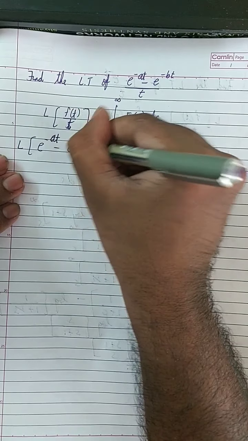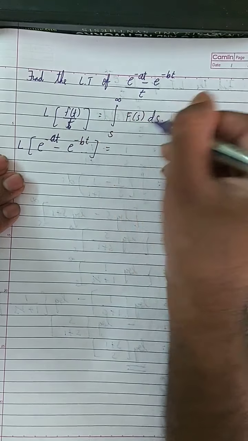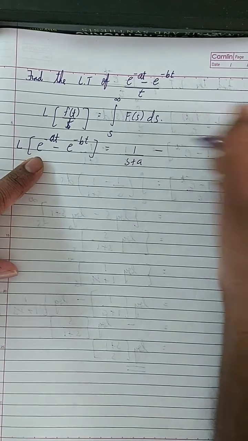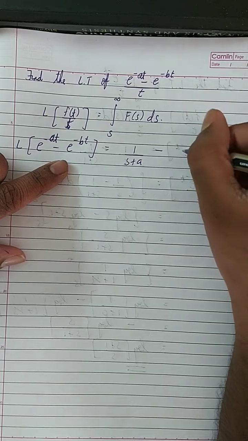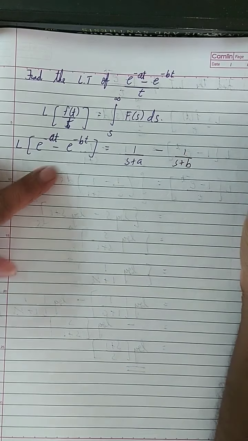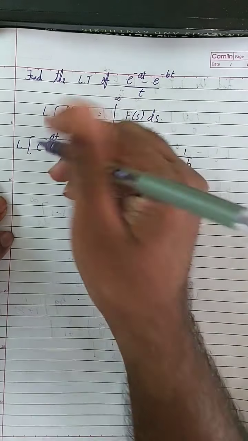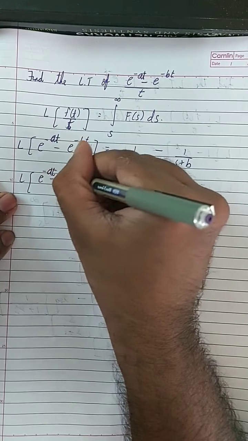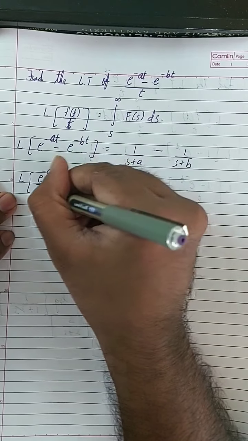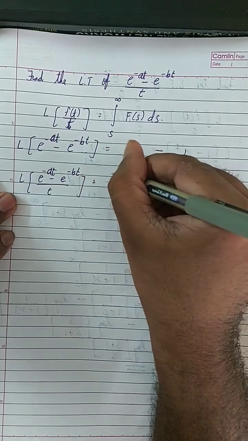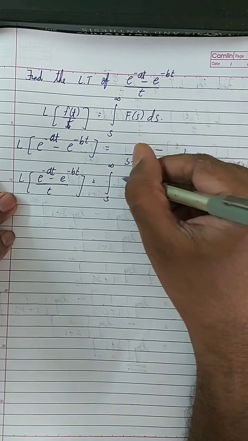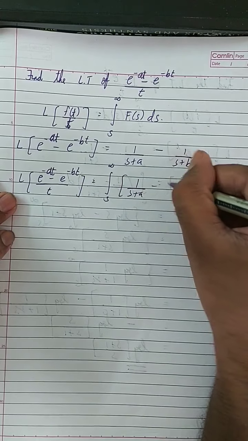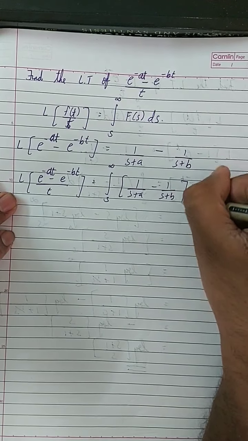So therefore I can say the Laplace transform of e raised to minus at minus e raised to minus bt is equal to, what is the Laplace transform of e raised to minus at? It is 1 by s plus a. Minus, what is the Laplace transform of e raised to minus bt? It is 1 by s plus b. Okay, so therefore the Laplace transform of e raised to minus at minus e raised to minus bt by t is nothing but integral from s to infinity of, this is my f of s, that is 1 by s plus a minus 1 by s plus b ds.